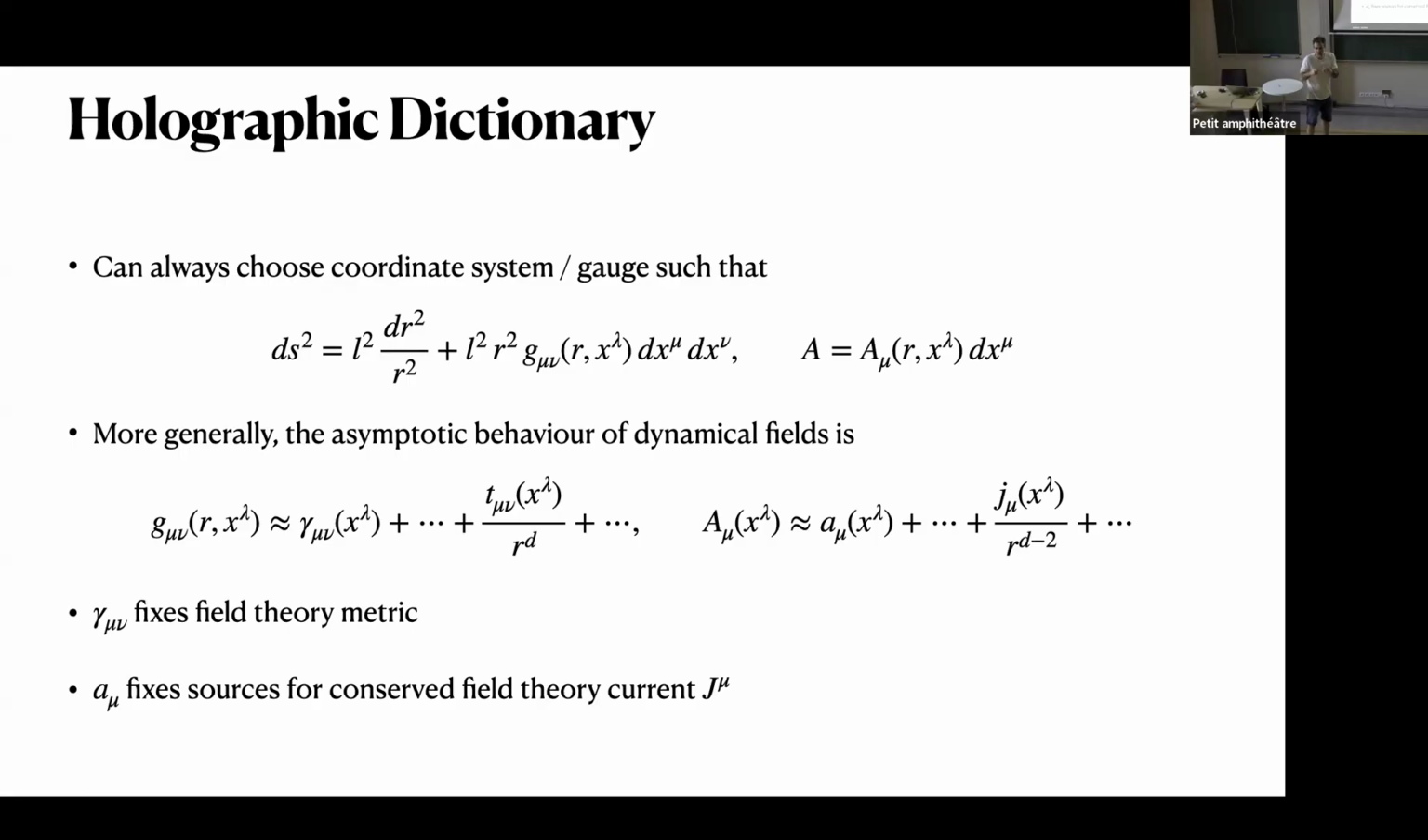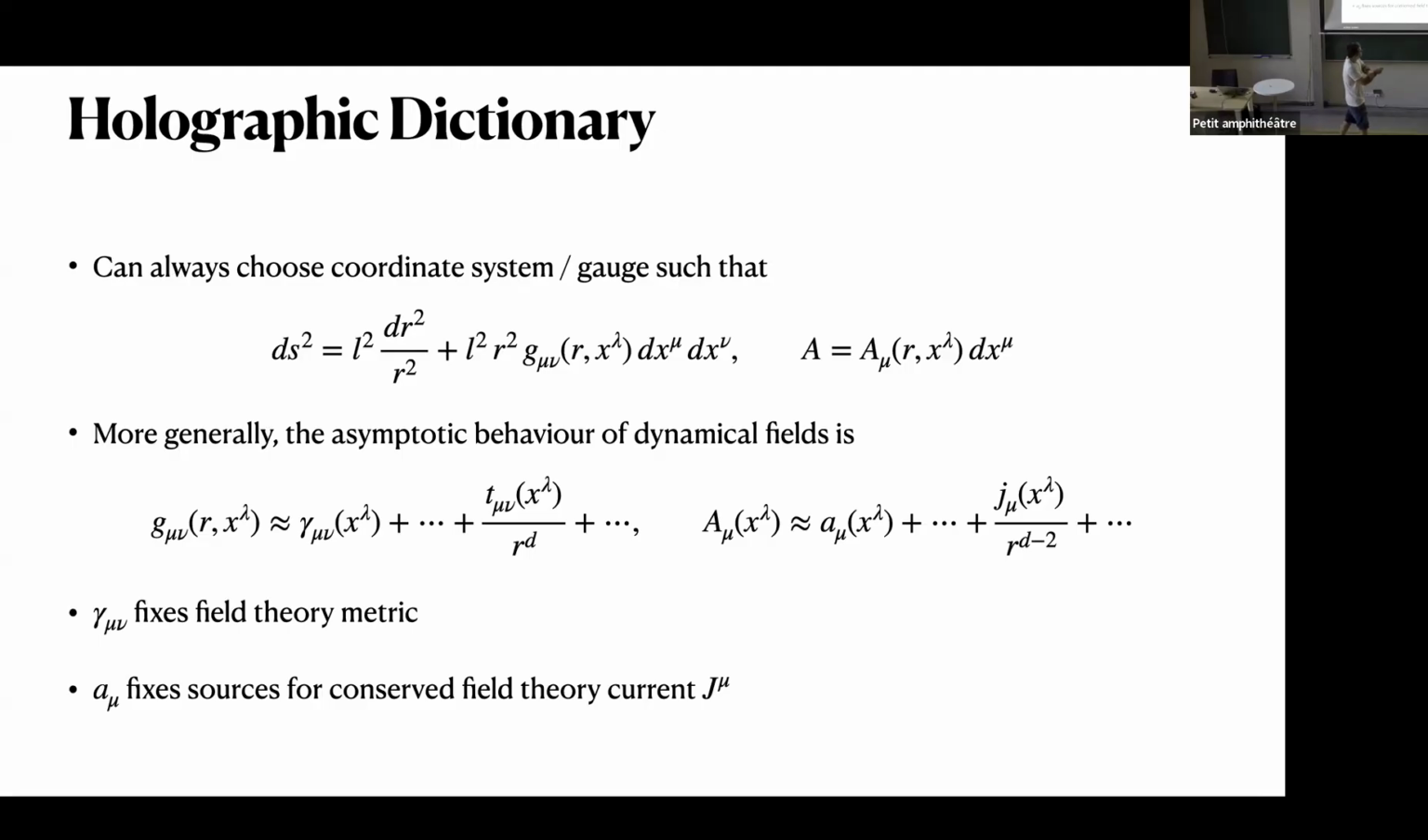If I want my field theory to live on Minkowski spacetime, fine, I will fix this to be the Minkowski space. If I want to have something slightly different or sources for my metric, I might want to source the stress tensor, for example, I will have to introduce perturbations basically on the boundary, or I will have to deform the boundary of the theory. The boundary, which is the background for my field theory. So gamma mu nu will fix the field theory metric.